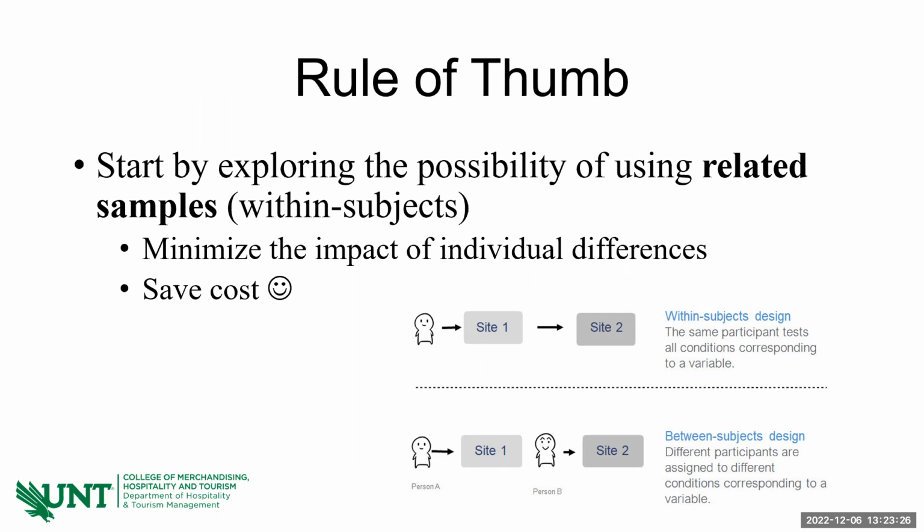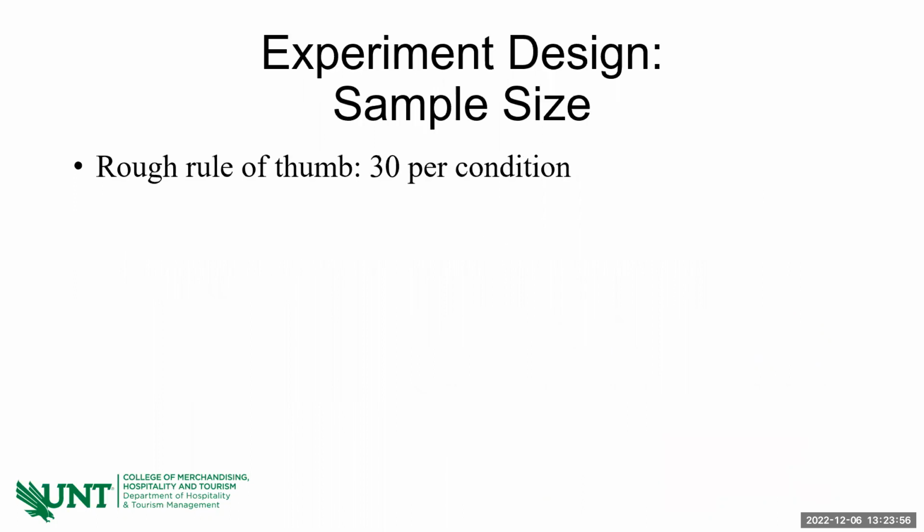Because within subject design has a really good advantage, you don't have to worry about those individual differences, which are a big issue. So the rule of thumb is to see if you can use within subject design first. If you can, great, because it also saves you money, as you recruit fewer participants. But in many cases, if you're doing a long survey, it's hard to do within subject design because it will take a really long time, so we have to do between subject design.